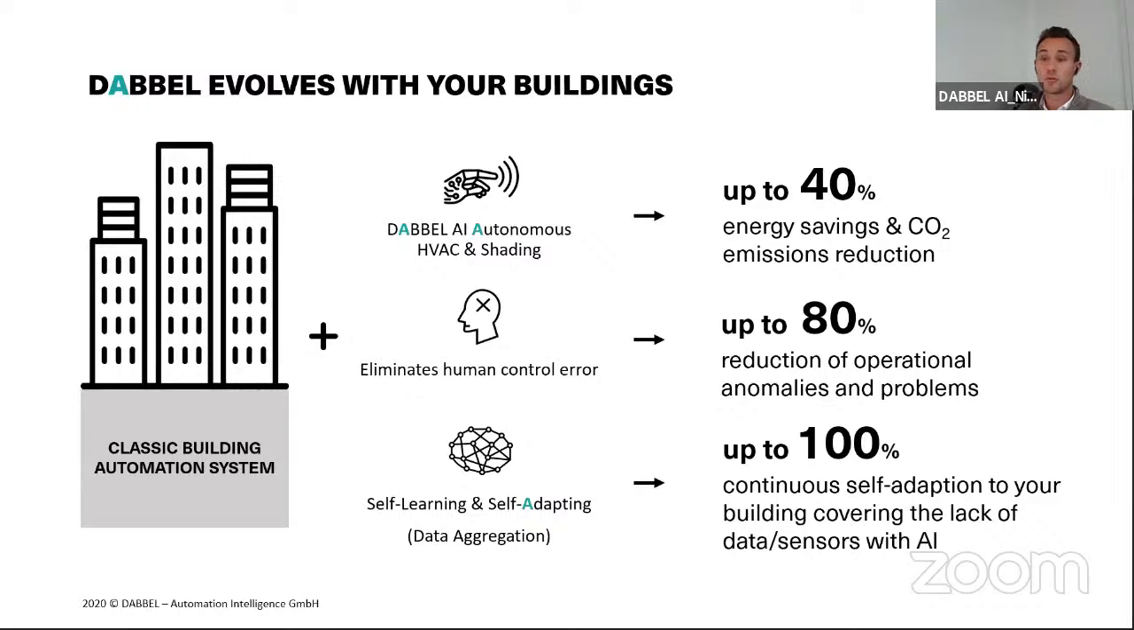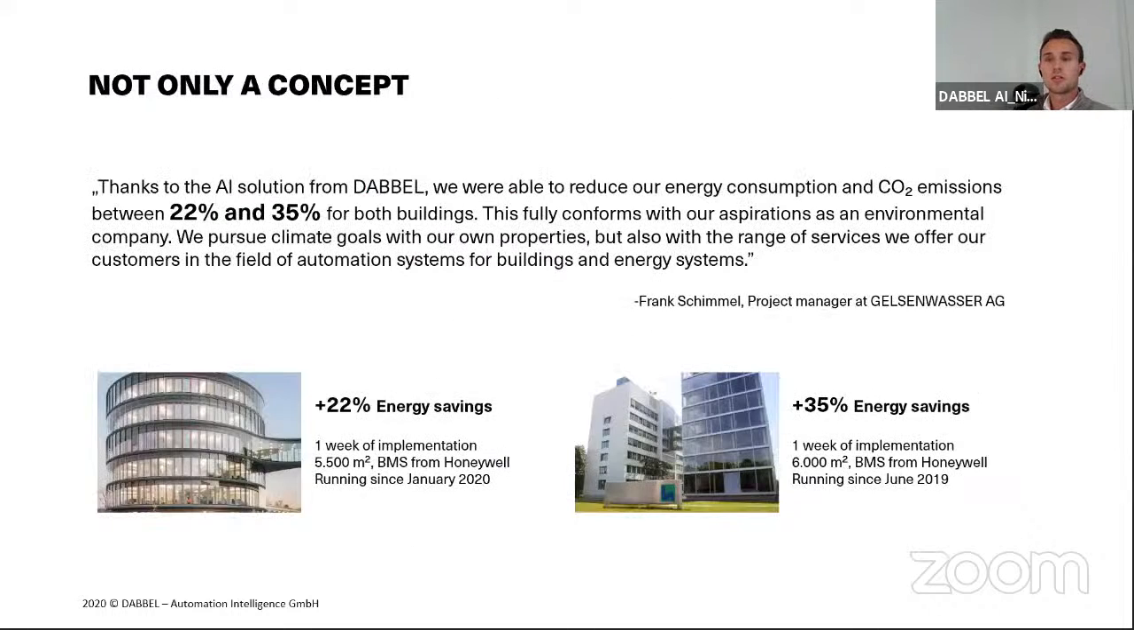What do we achieve with this approach? We can achieve up to 40% in energy savings, respectively reduce CO2 emissions. We can reduce up to 80% of the operational problems. And our software is self-learning and self-adapting, meaning it speaks the language of your building. Whatever you have inside, however many sensors you have there, our AI core is able to cover the missing data. As I mentioned in the beginning, it's not only a concept, it is already a reality. Here we can see two buildings that we equipped in Germany with our software, and we could achieve an average of 29% in energy savings within one month.